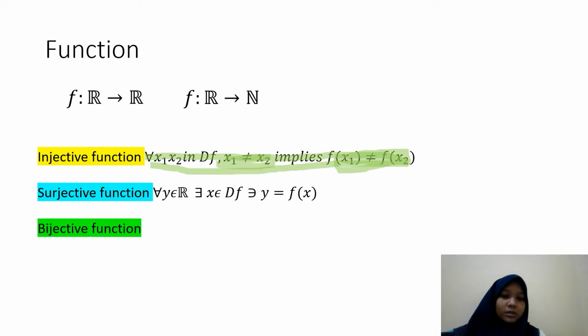But in surjective function, this is the definition. For every y element of R, there exists x element of the domain of f such that y equals f(x). And for bijective function, there is no separate definition because we can call it a bijective function if, when we prove it, it is an injective function and it's also a surjective function. Okay. Next.